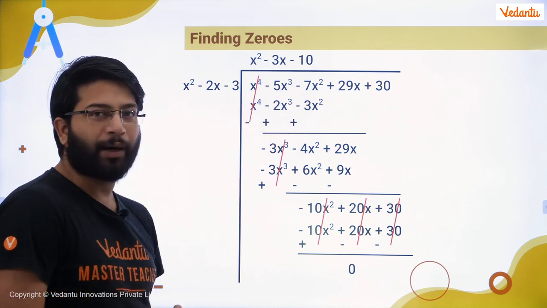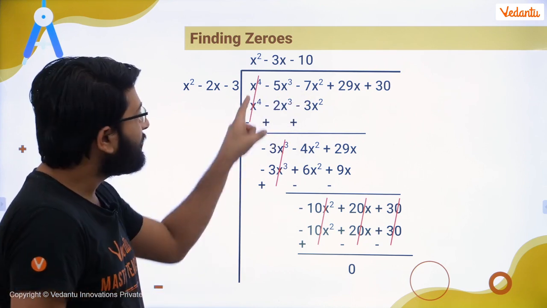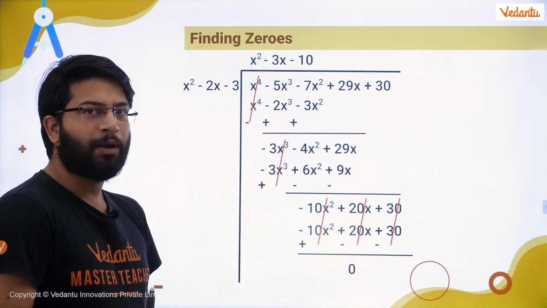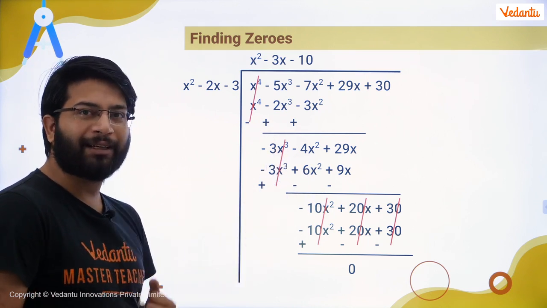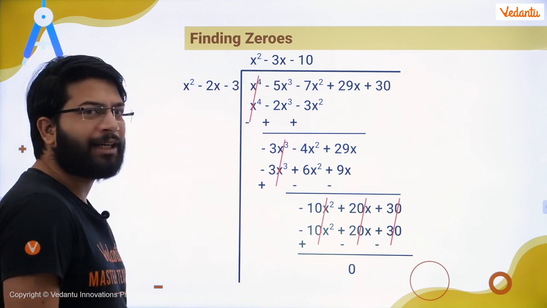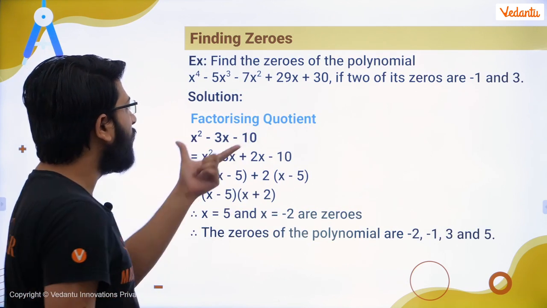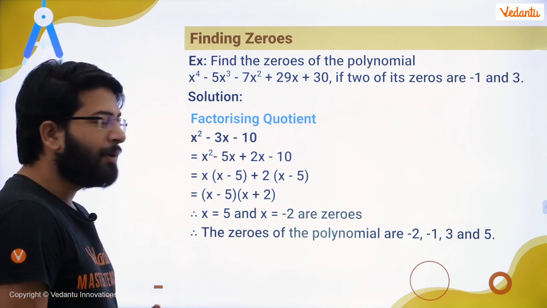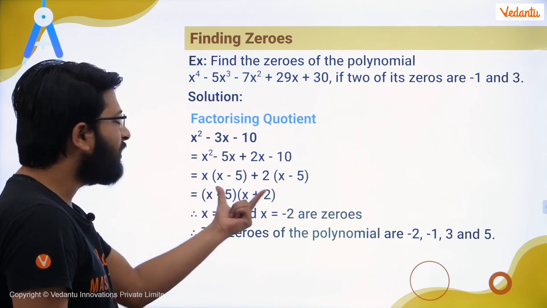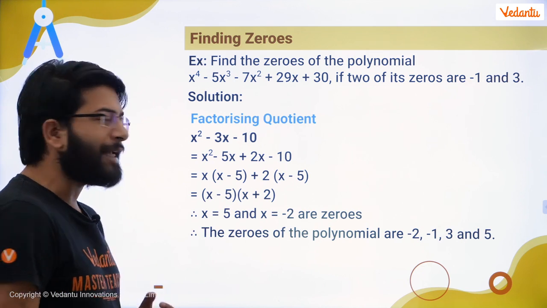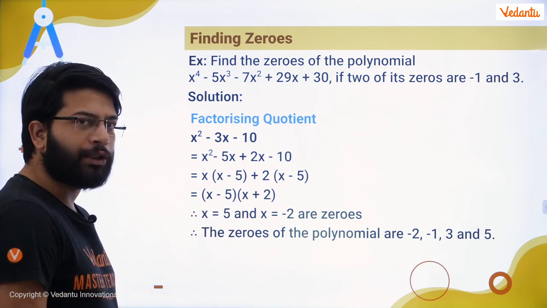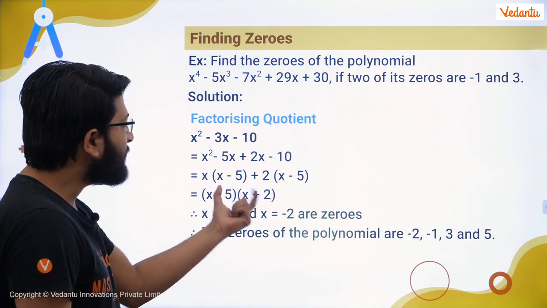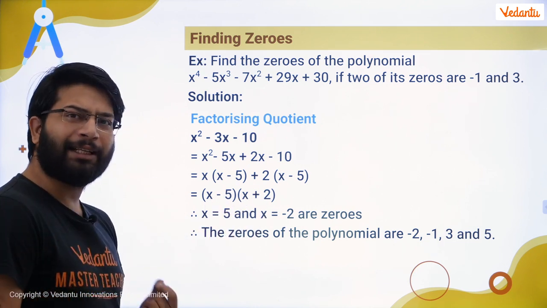Now this biquadratic has 4 linear factors, or we can say 2 quadratic factors. One factor is this, one factor is this. So simply find the zeros of this quadratic factor. After splitting the middle term, we will get the 2 factors x minus 5 into x plus 2. Now simply put both factors equal to 0. x minus 5 equal to 0, I will get x equal to 5. x plus 2 equal to 0, I will get x equal to minus 2.